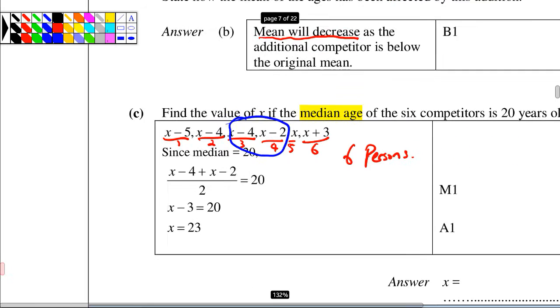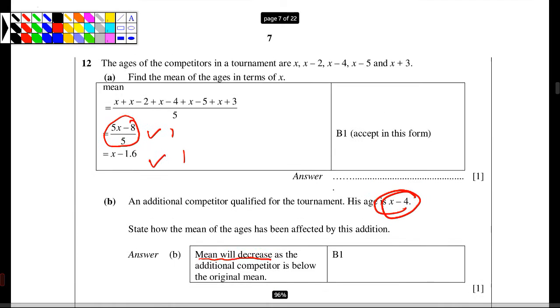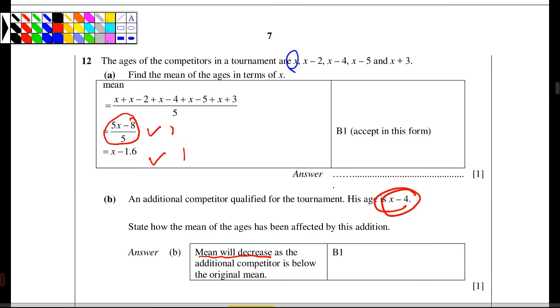Look at the question again. I have 1, 2, 3, 4, 5, 6. I have 6 people here. Can you see the blue circle? I have 1, 2, there are 3, 4, 5, 6. Then I rearrange from small to big. You only rearranged this. You forgot this person. Is it? I think so.